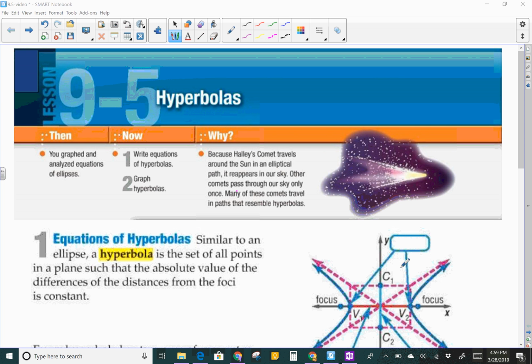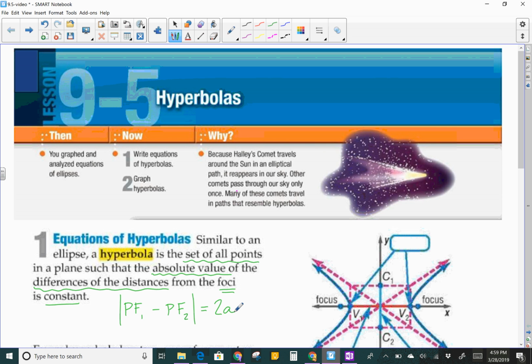Okay, similar to an ellipse, a hyperbola is the set of all points in a plane such that the absolute value of the differences of the distances from the foci again is a constant. Okay, now how do you write that sentence mathematically? I'm finding the difference. Remember, we have two foci, so PF1 minus PF2, but I want the absolute value of that, because it doesn't matter which one I start with, is always a constant. And what is that constant? Yeah, you guessed it, it's 2a.